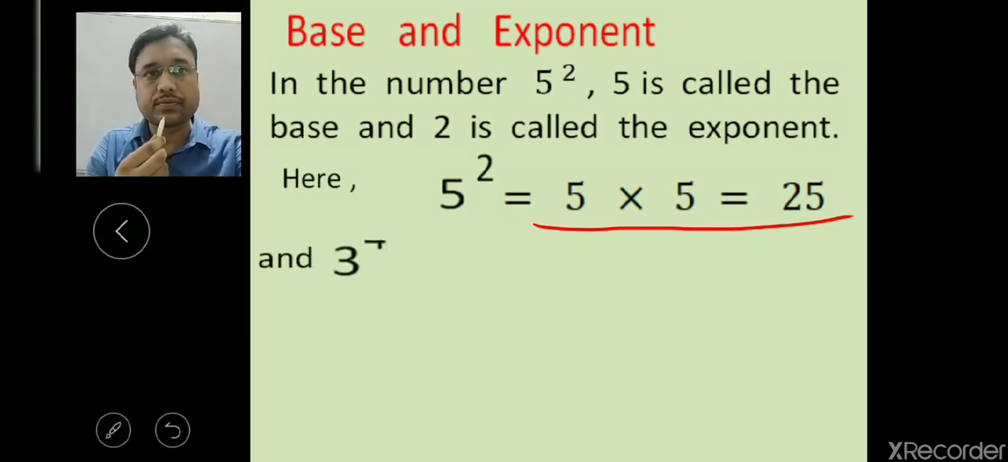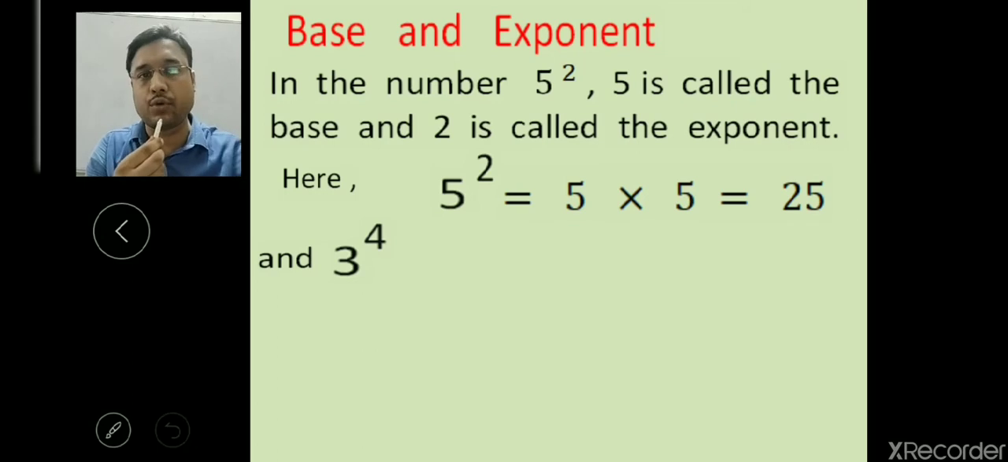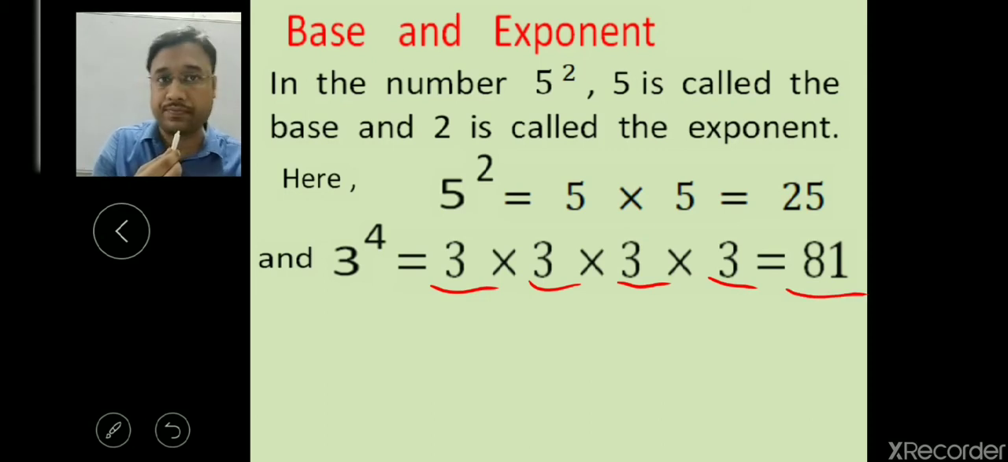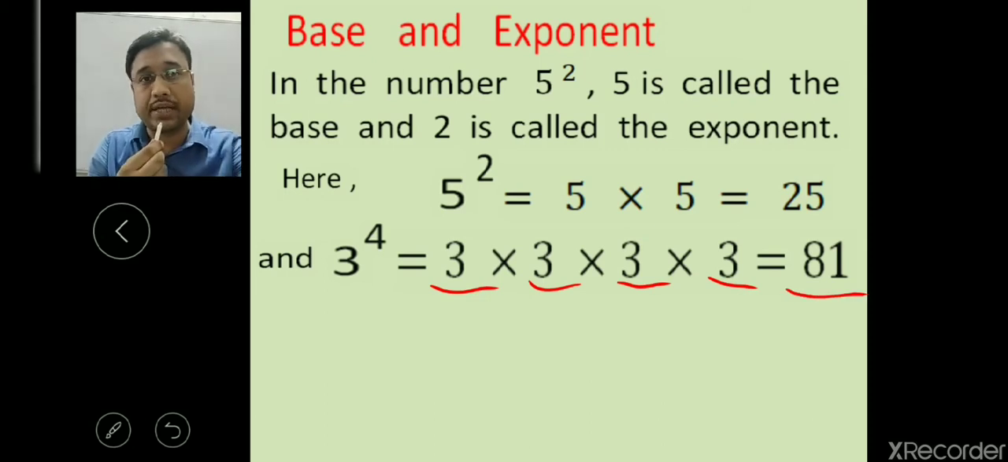Next, if the number is 3 to the power 4, then if the power given is 4, that means the number 3 will multiply with itself 4 times. So it will give you the result 3 into 3 into 3 into 3, that is 81. Because the power given there is 4, you will multiply 3 four times.